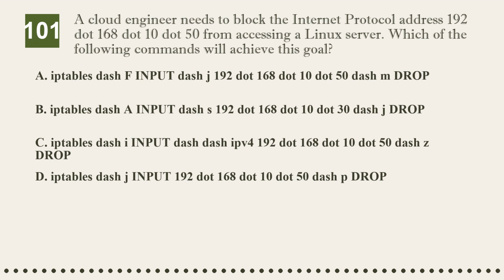Question 101. A cloud engineer needs to block the Internet Protocol address 192.168.10.50 from accessing a Linux server. Which of the following commands will achieve this goal? Option A. iptables -F input -j 192.168.10.50 -m drop. Option B. iptables -A input -s 192.168.10.50 -j drop. Option C. iptables -I input -ipv4 192.168.10.50 -C drop.